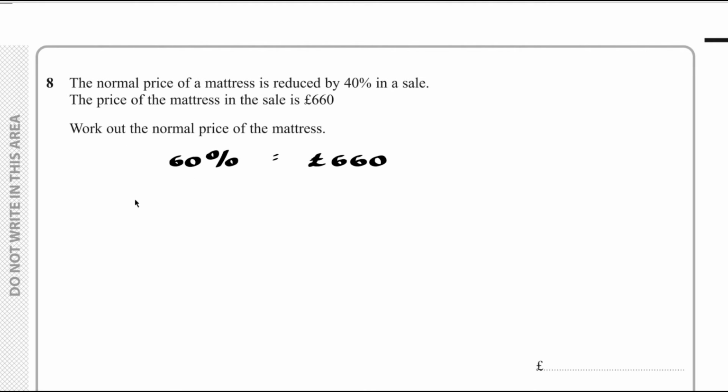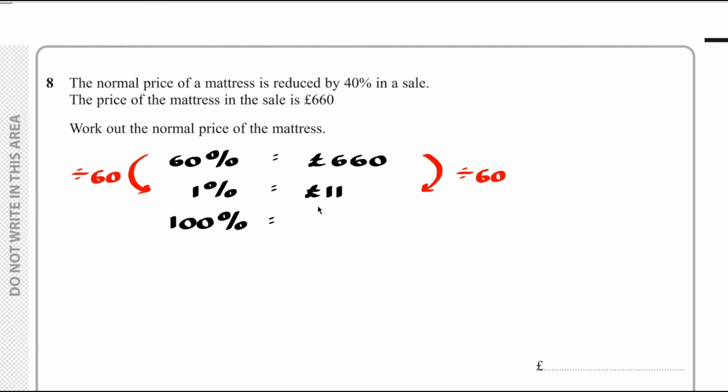In other words, we have to find out what 100% is. And to do that, we can begin by finding out what 1% is. From 60% to 1%, we divide by 60. So we also have to divide the 660 by 60, and that gets us 11. So 1% corresponds to £11. So to find 100%, we need to multiply by 100. So £11 multiplied by 100 is £1,100. So the normal price of the mattress is £1,100.